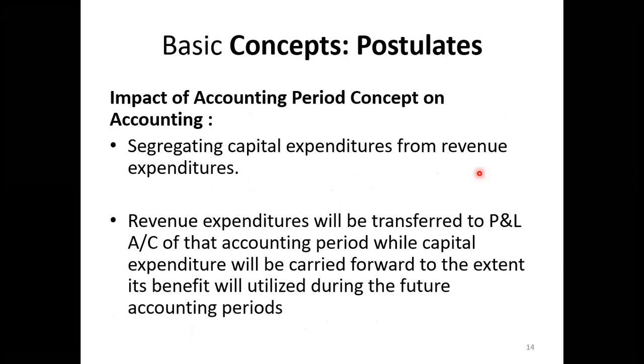Impact of the accounting period concept on accounting. We separate capital expenditure from revenue expenditure. We differentiate capital expenditure and revenue expenditure. When capital expenditure occurs, we will charge it in the balance sheet, not in the P&L account. In the case of revenue expenditure, we'll charge it to the P&L account, not the balance sheet. Revenue expenditure will be transferred to the profit and loss account of that accounting period, while capital expenditure will be carried forward to the extent its benefit will be utilized during future accounting periods.